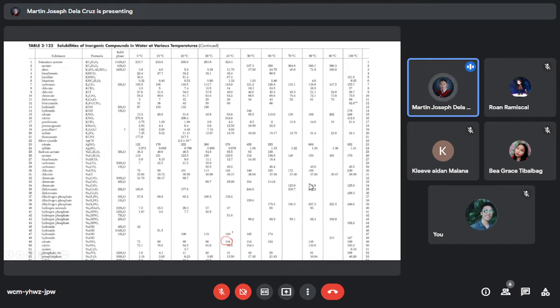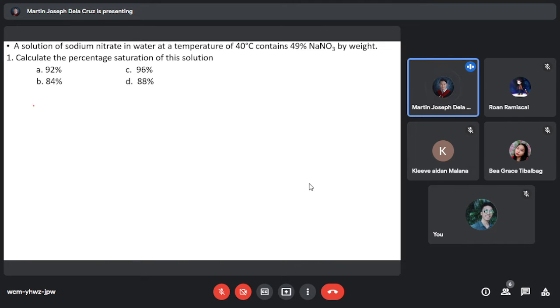104. But take note class, na makikita nyo sa bungad nitong table 2-122, I think it's in page 2-126, nakalagay dyan is grams solute over 100 grams water. So, ito class is 104 grams sodium nitrate over 100 grams of water. So, hindi siya 100 grams solution. So, over 100 grams water siya. So, we have here at 40 degrees Celsius, we have a solubility of 104 grams NaNO3 over 100 grams water, right?